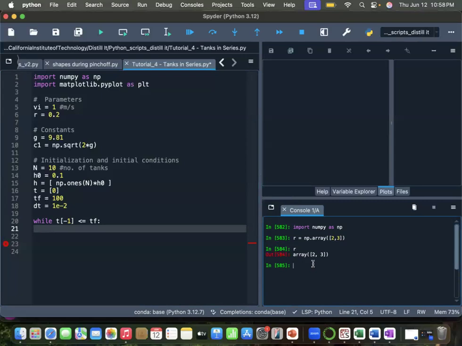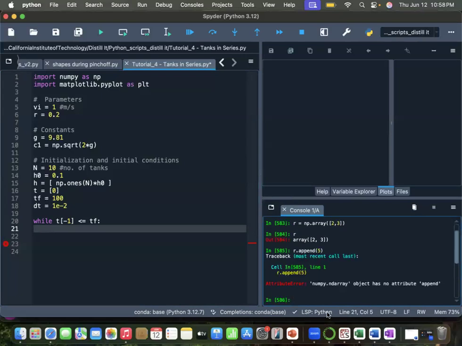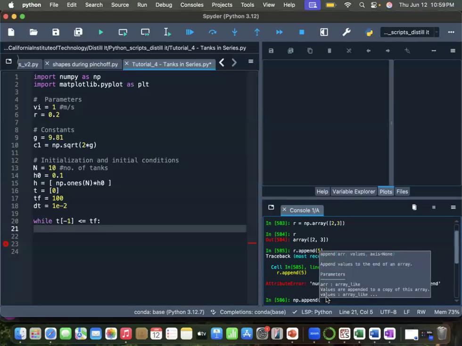Now, in a general list, what you would do is you would just say r dot append, let's say 5, but that would not be right for a NumPy array. That's not the correct syntax for the NumPy array. So what you do for appending something in a NumPy array, it's just slightly different. So you say np dot append, and inside you write the name of the array.